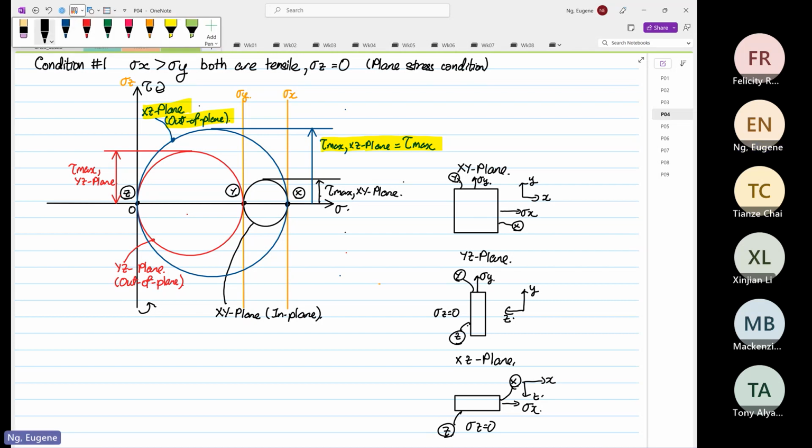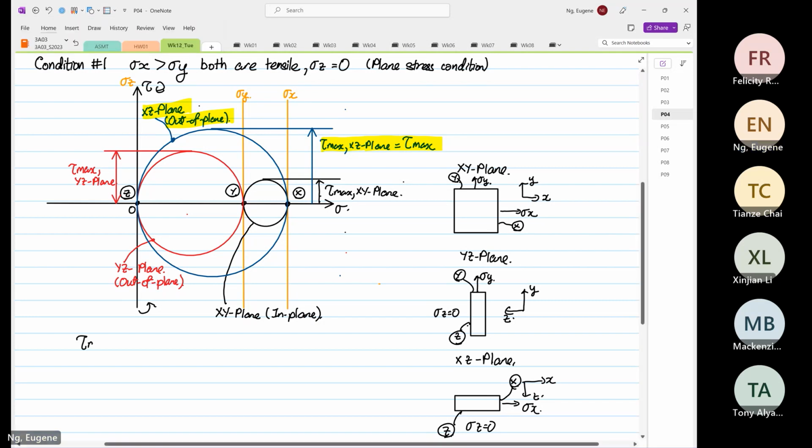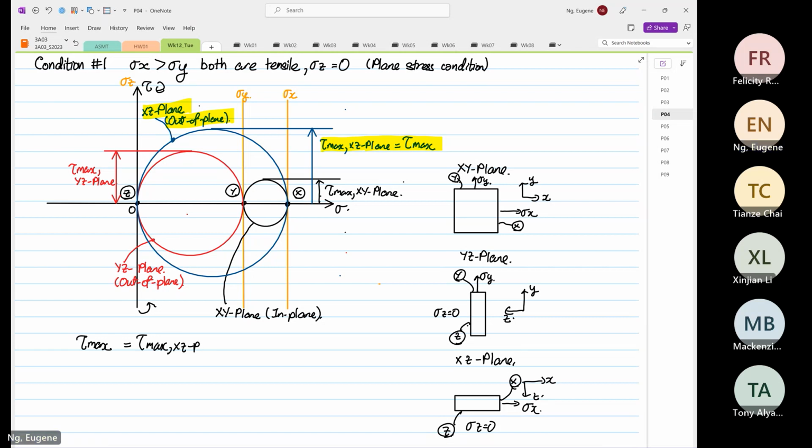So from here, we know that tau max is equal to tau max at its XZ plane. And we know that it is going to be out of plane. Okay, we know it's out of plane. So this will be equal to stress X plus stress Z divided by 2. And this can also be stress X divided by 2, as stress Z is equal to 0.